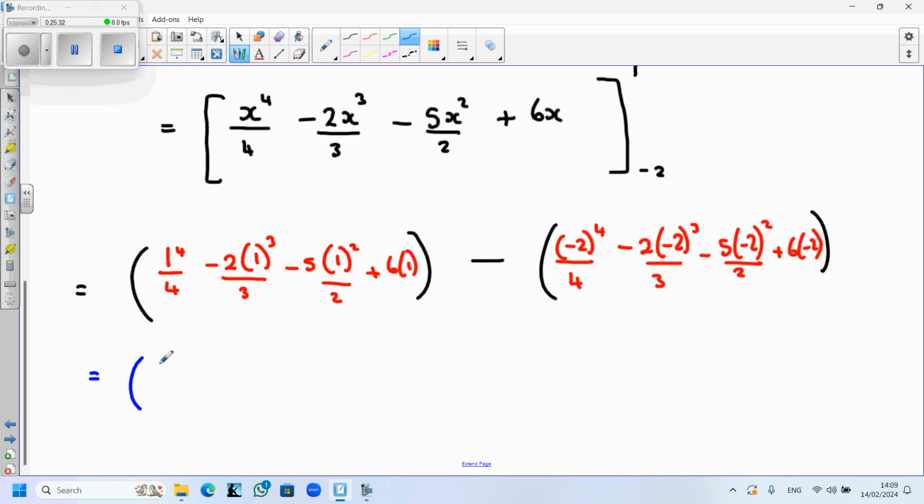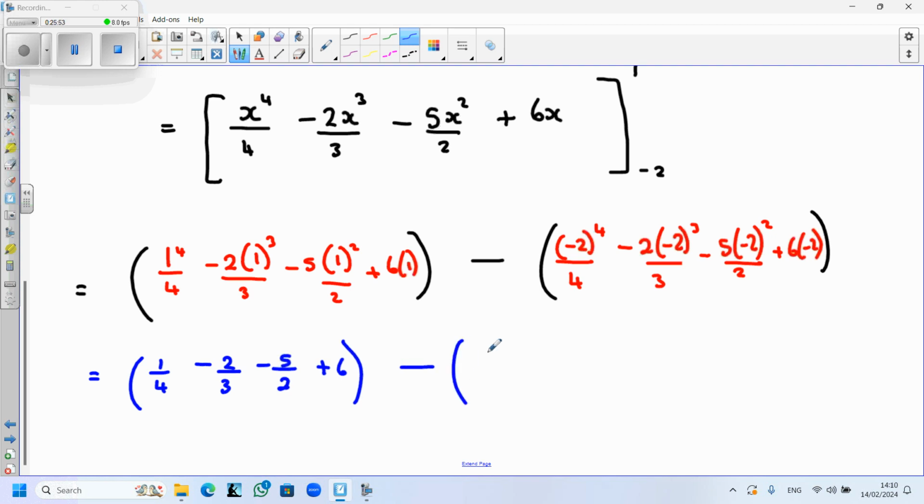So this first bracket, that becomes a quarter. The second term becomes minus 2/3. The third term becomes minus 5 times 1 over 2 is minus 5 over 2. And 6 times 1 is 6. So that's the first bracket. Keep it in a bracket. Then we've got take away.